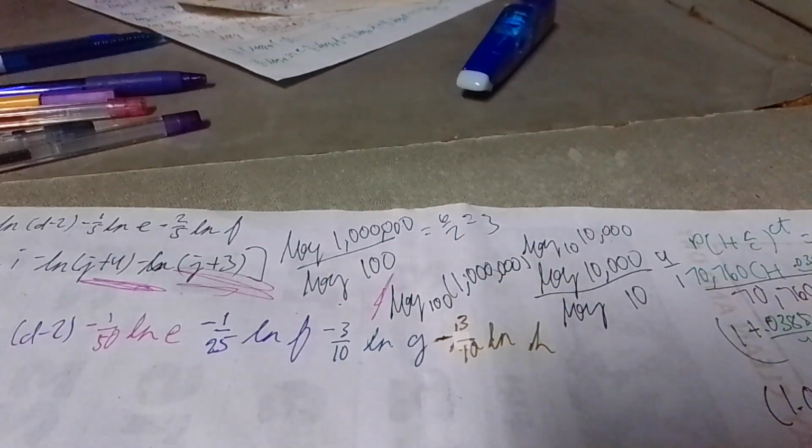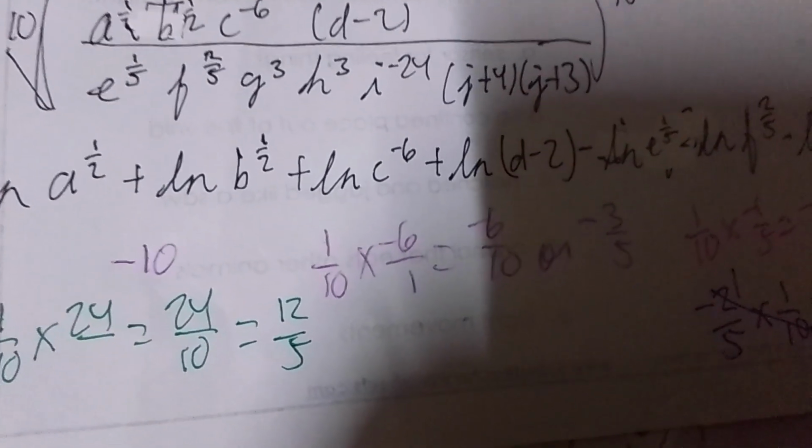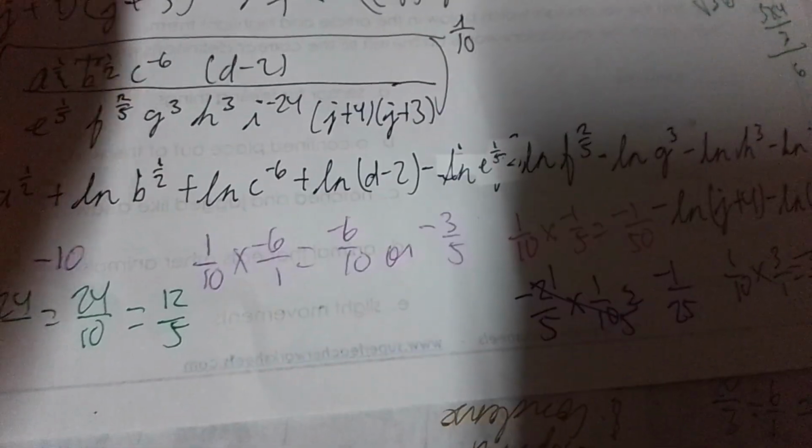And then for letter I, remember letter I is 24. So therefore, 1/10 times 24. Let's do it on a sheet of paper. 1/10 times 24 equals, remember they're being raised to the 1/10th power, positive 24. So therefore, that becomes 24 over 10. We can simplify that, making that into 12 over 5. 12 times 2 to give you 24. 5 times 2 to give you 10. So therefore, it's got to be 12 over 5 ln of I.